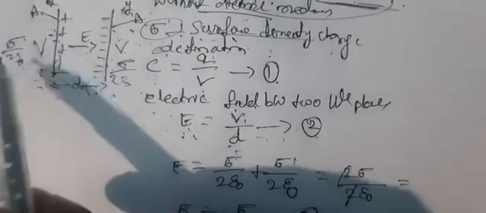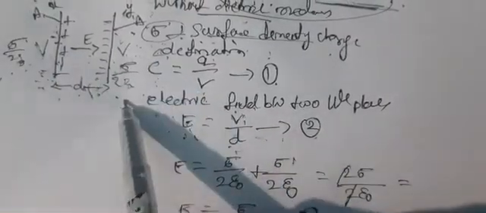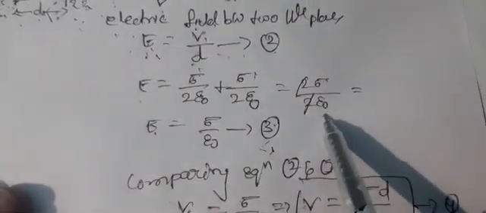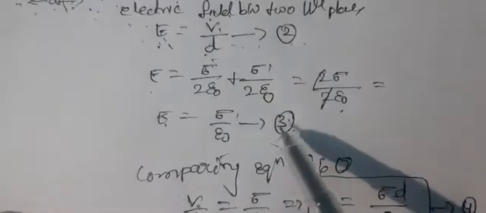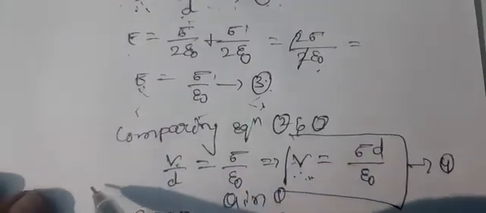The electric field of each conductor is sigma by 2 epsilon naught. The total electric field is equal to sigma by epsilon naught. That is called equation number 3. In the region outside the plates, the electric fields on both sides get cancelled.